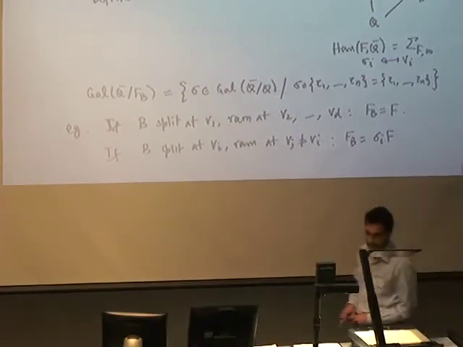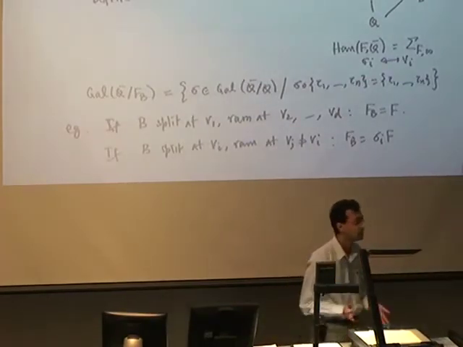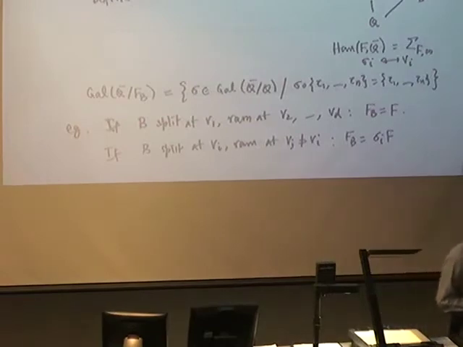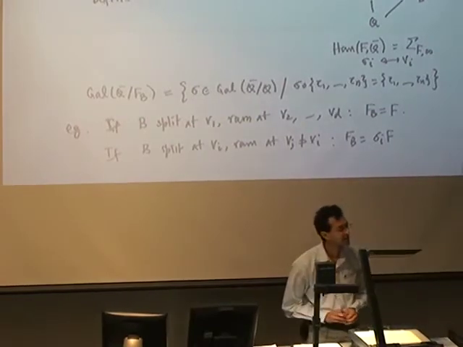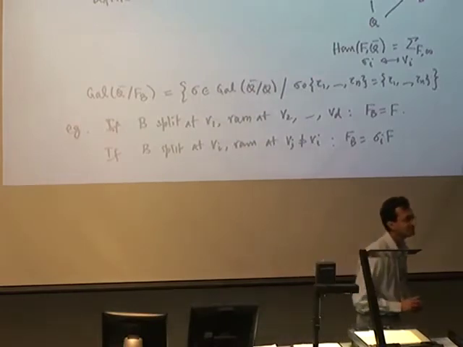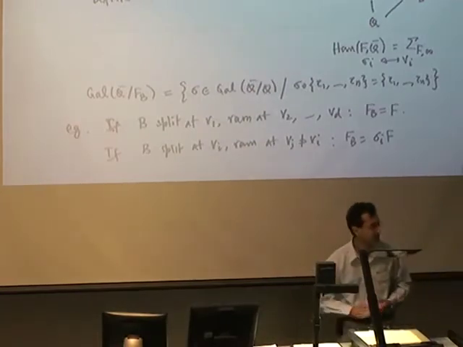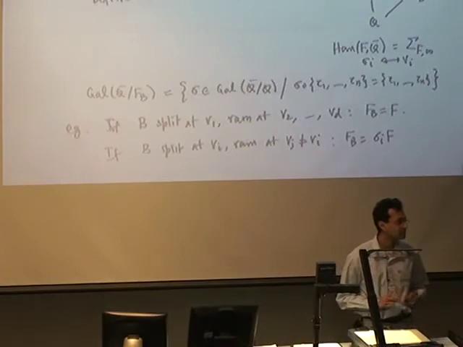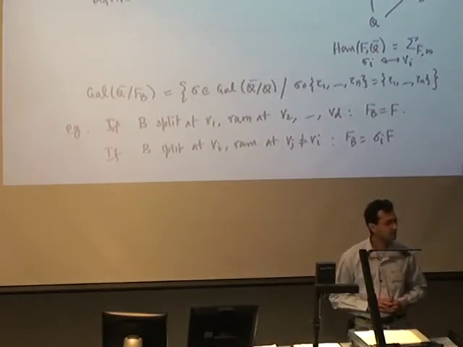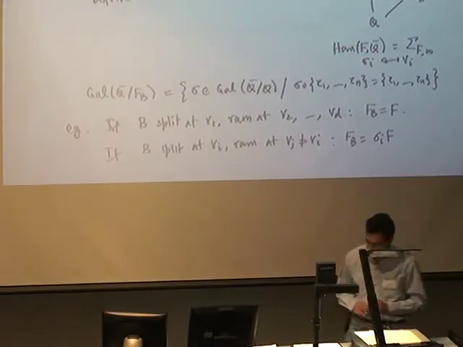These are not necessarily fields. So these are not PEL type Shimura varieties in general. Yeah, this is what comes out of the theory of canonical models. This is where the canonical model is defined over it. But I'm not sure of the exact answer here.